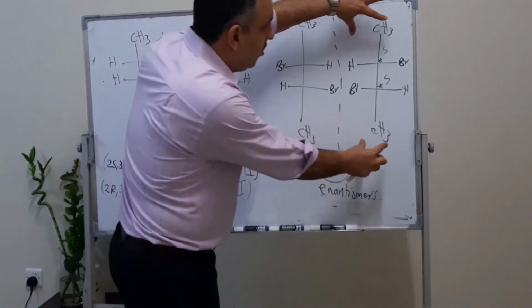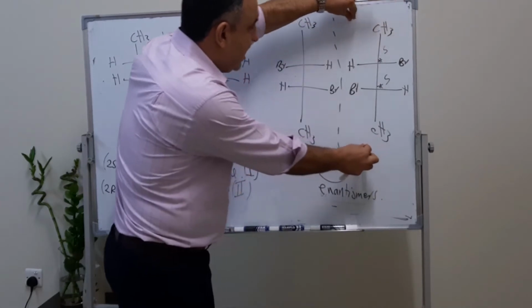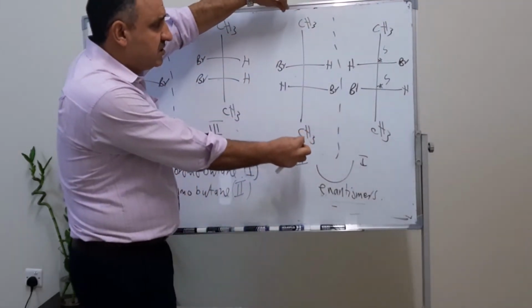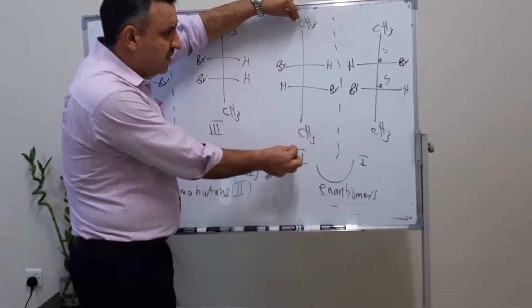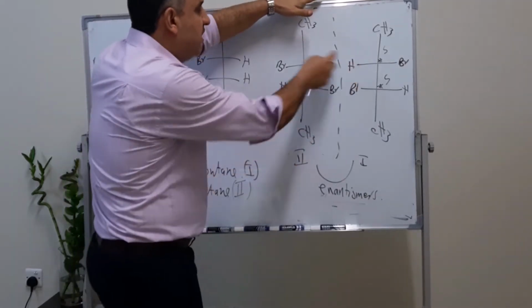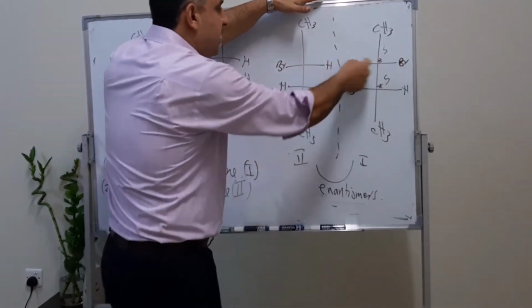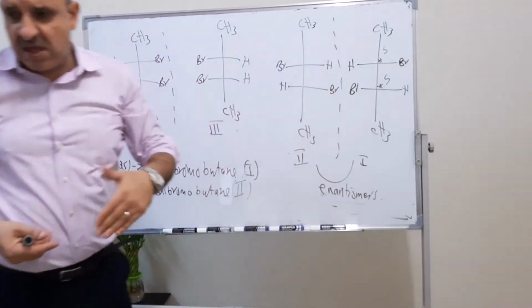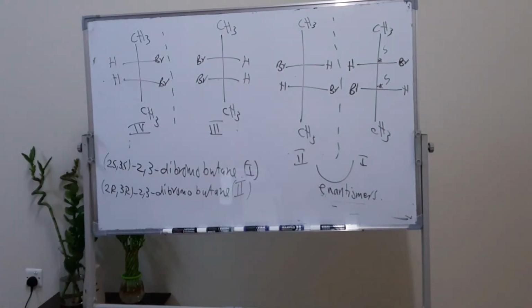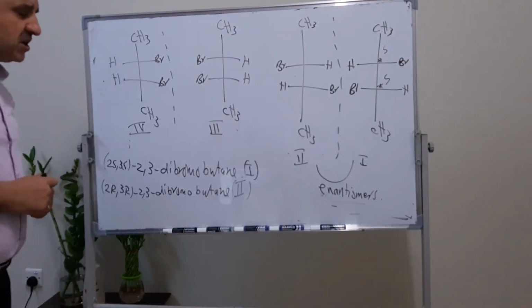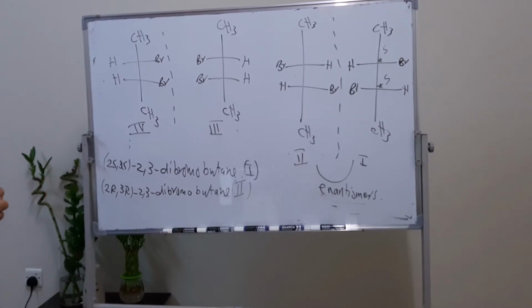So if you hold the two methyls here and bring them here, you will see that the methyls will be superimposing on the methyls, while the hydrogen here will come over bromine, while the bromine comes over hydrogen. Therefore, they are non-superimposable into each other. So that's why these two structures are mirror images.